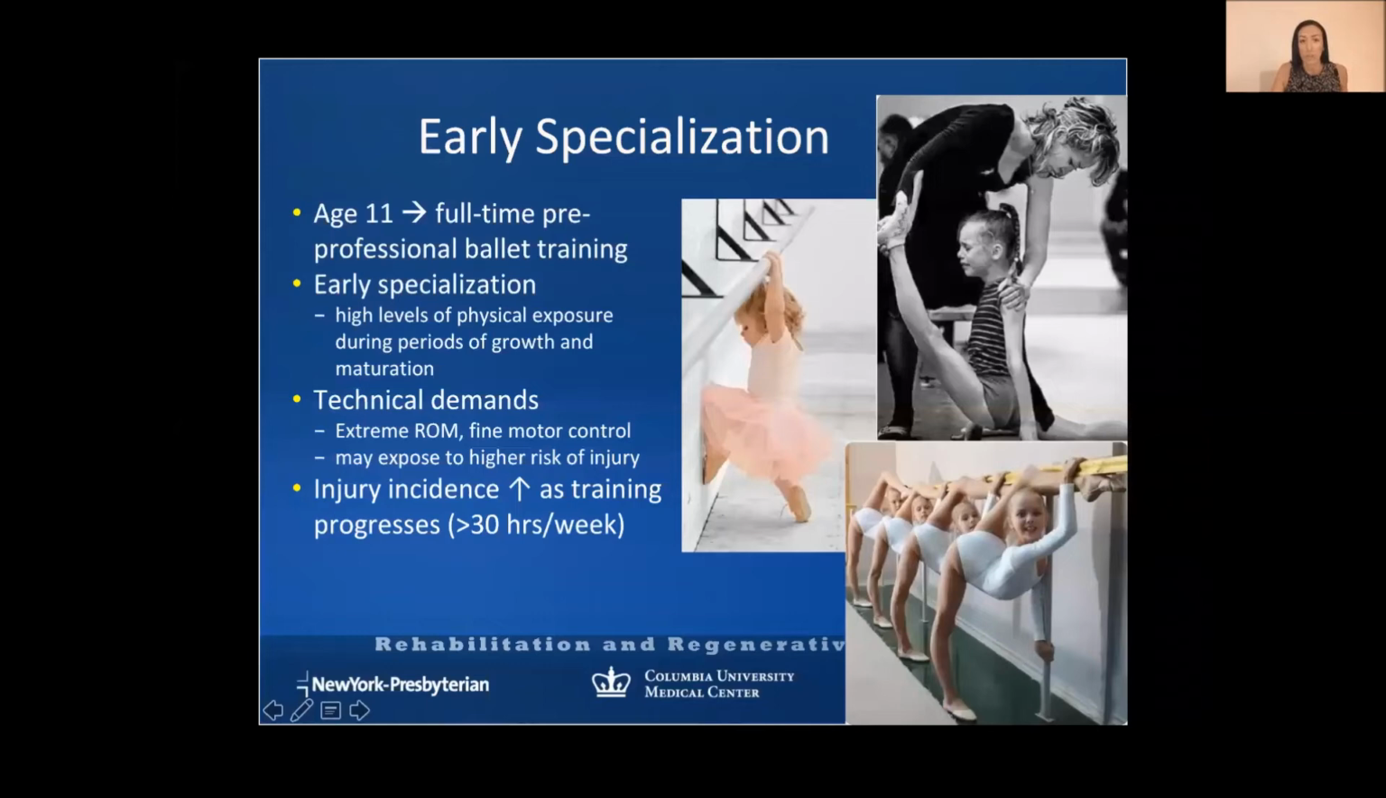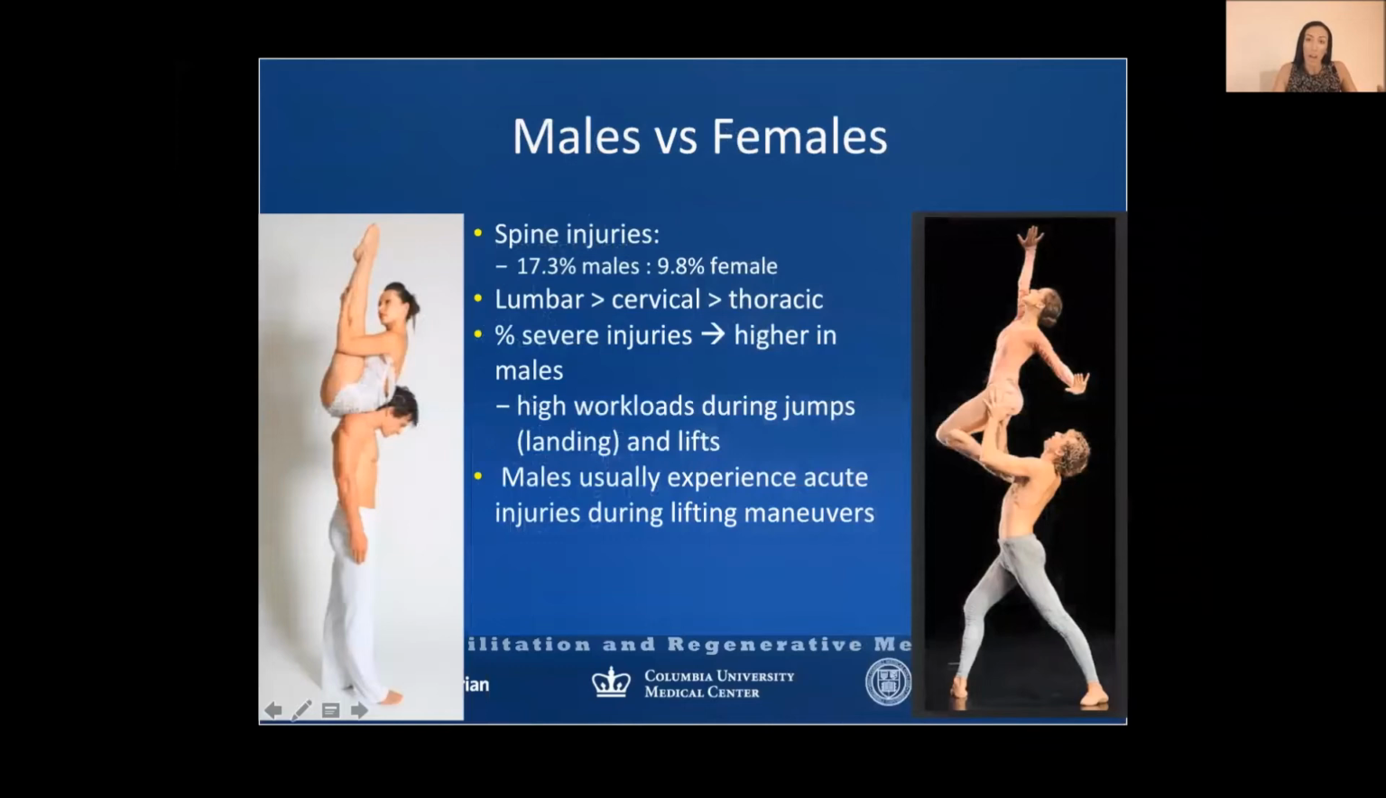Then when we look at males versus females, males seem to incur a higher number and a greater severity of spine injuries. The lumbar region is at highest risk, and this is thought to be due to workload, especially during jumps and landing, as well as lifts, just like in these pictures here.